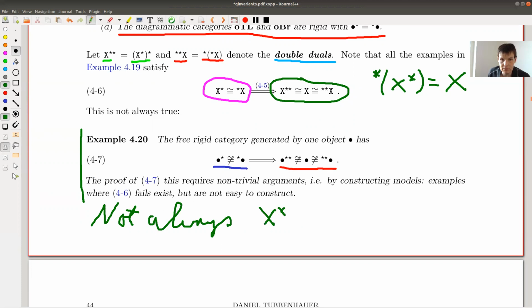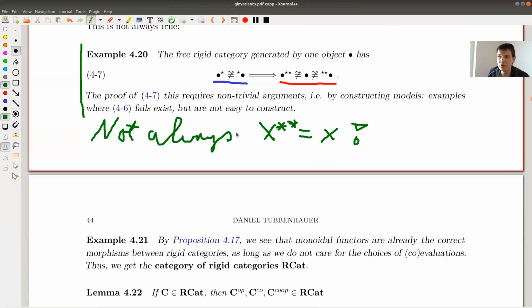x double dual is x. Almost always, if you want, because in almost all examples that you will ever see in nature, it will be, but not always. I won't go too much into details because to construct examples of where x double dual is not equal to x, it's not so easy. It's not super hard, but it will get me too far away from what I really want to say. Just keep in mind that it doesn't come for free.